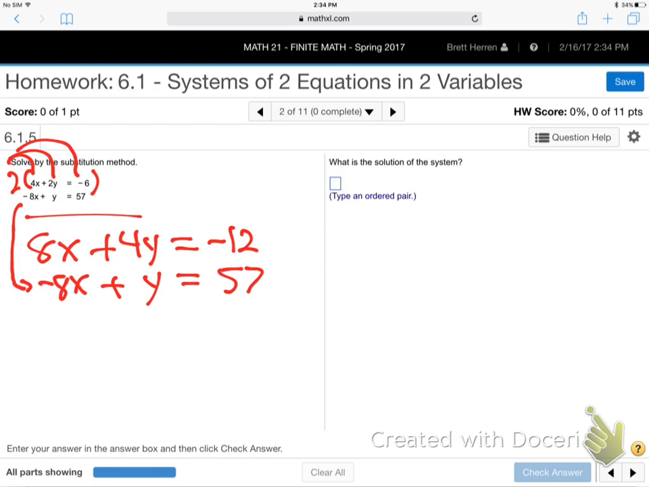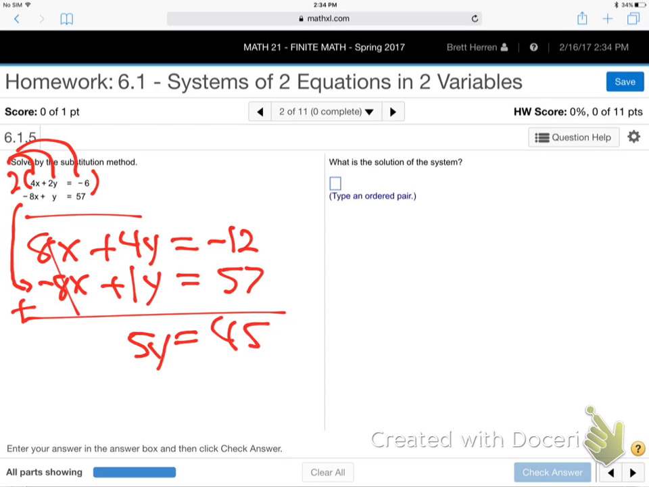We good there? So now I can add those up and the x's will drop out. Everybody seeing that? The x's will drop out. 4y and 1y is 5y. 57 minus 12 is 45. Am I going too quick? See what I'm doing? I'm just adding, subtracting vertically, straight up and down.